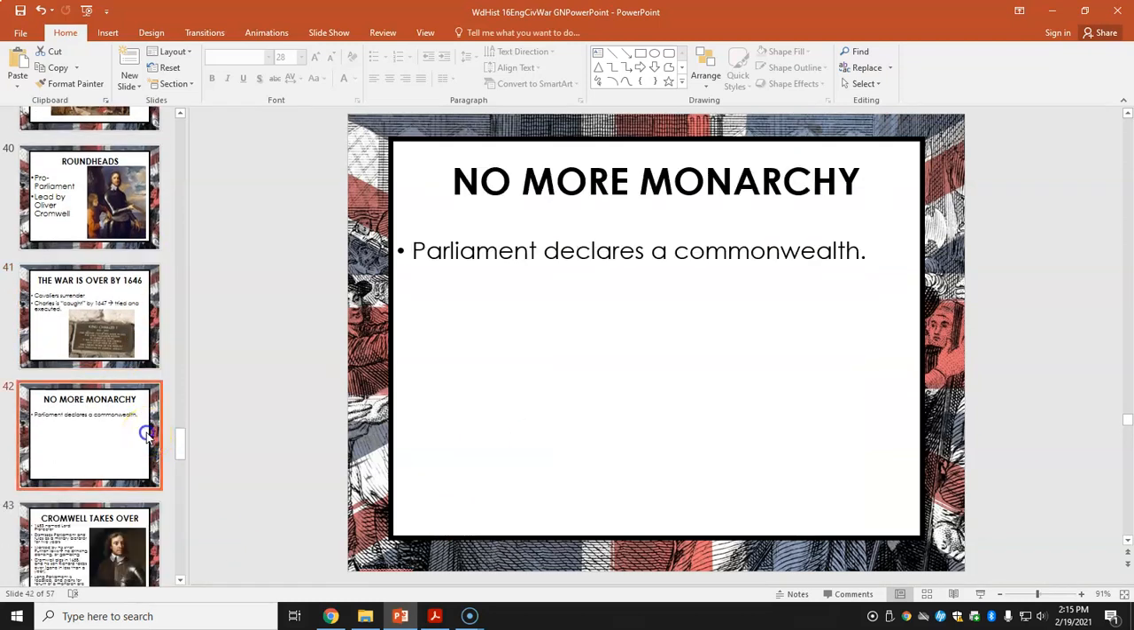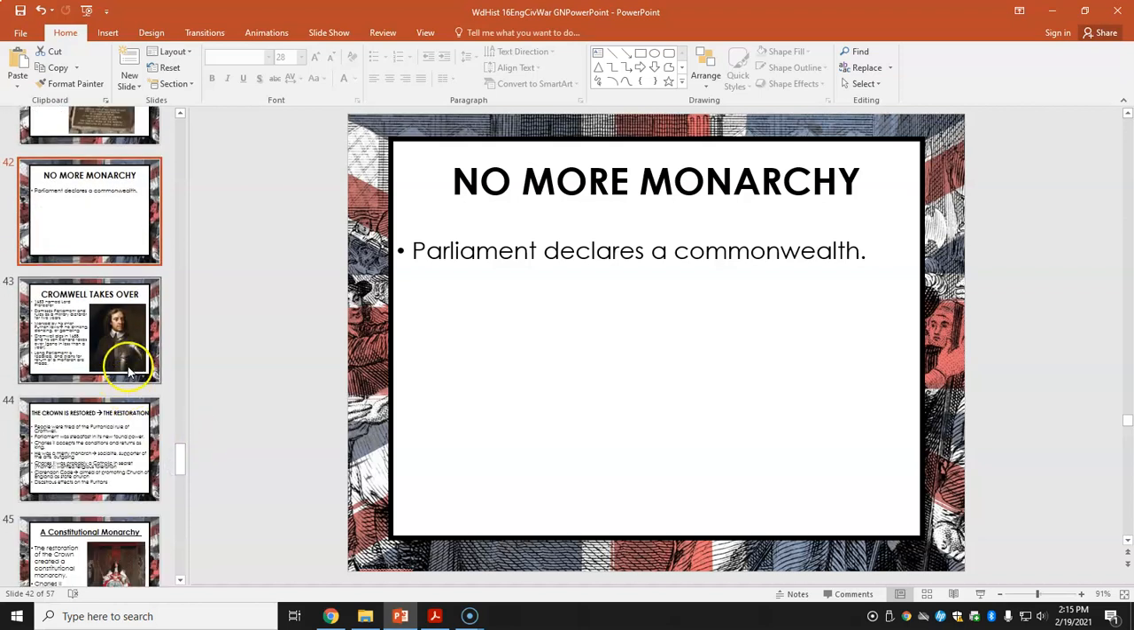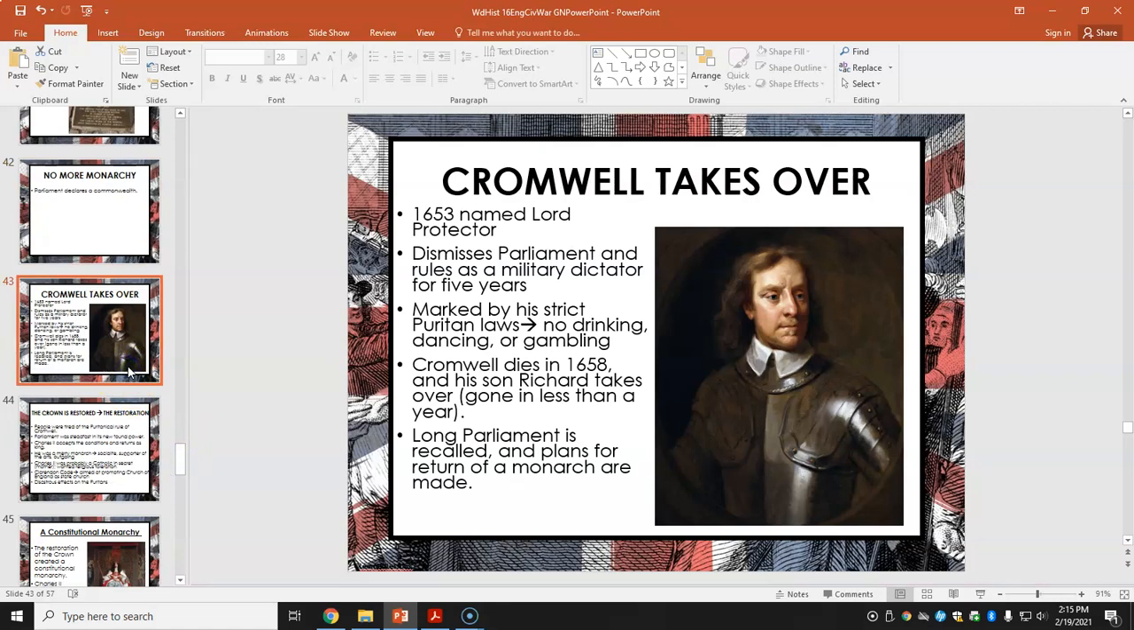At this point, after Charles is executed, there is no more monarchy, and Parliament declares a commonwealth. So this is this representative style government. Cromwell takes over. He is named Lord Protector. He dismisses Parliament and rules as a military dictator in England for 5 years.